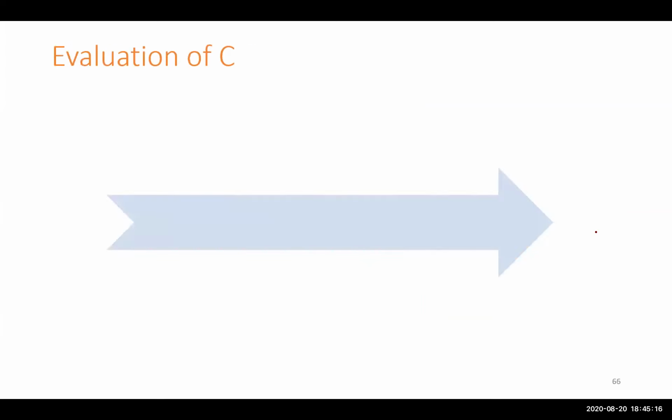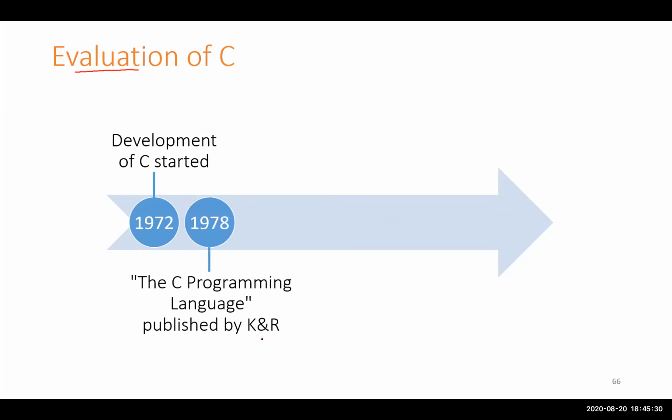Now, even with C, there is some evolution. This is not evaluation, it should be evolution. I think I spelled it wrongly. So C started development in 1972, way long ago. Then in 1978, K and R formalized the C programming language. They published a book called The C Programming Language.